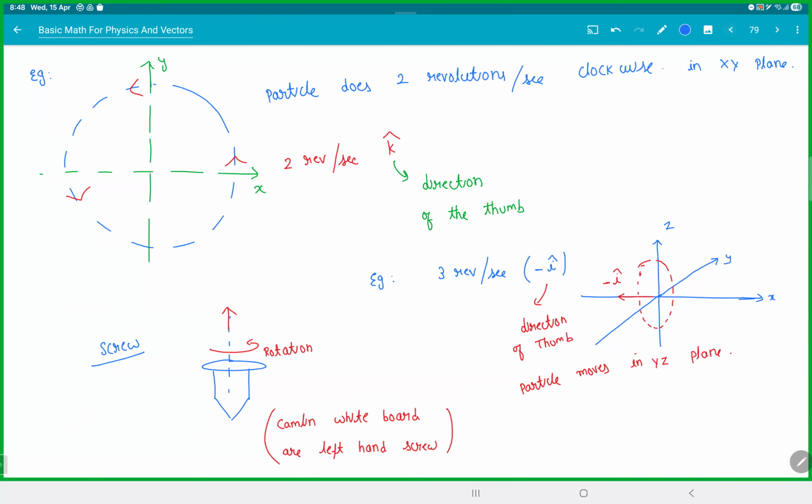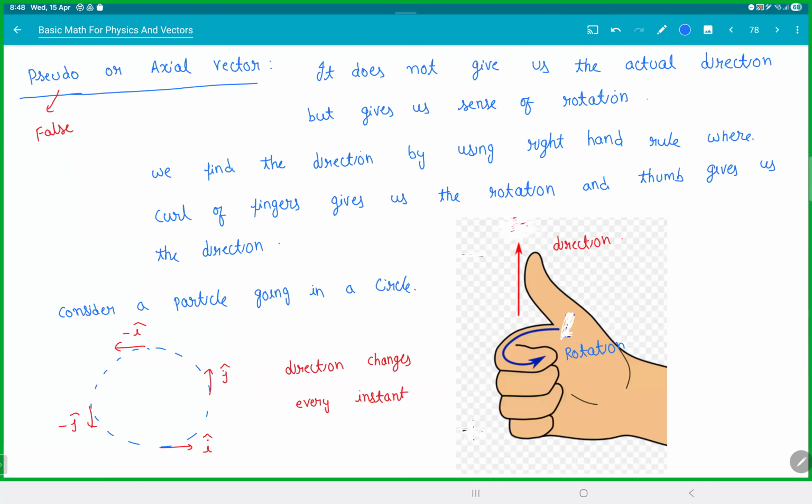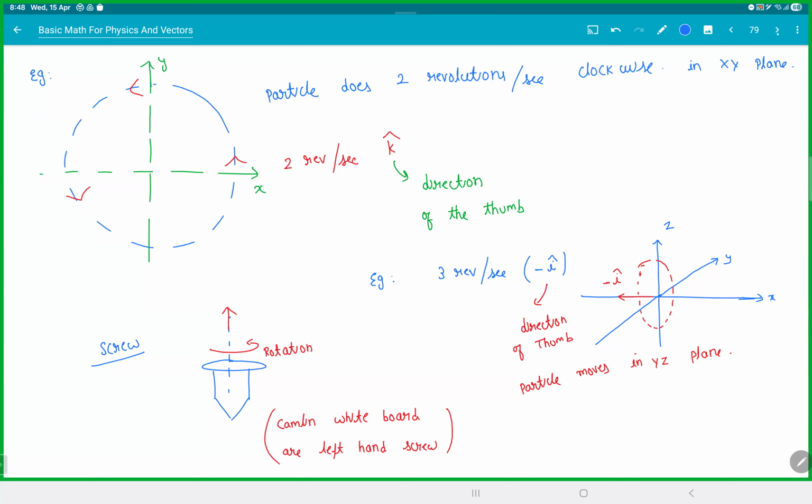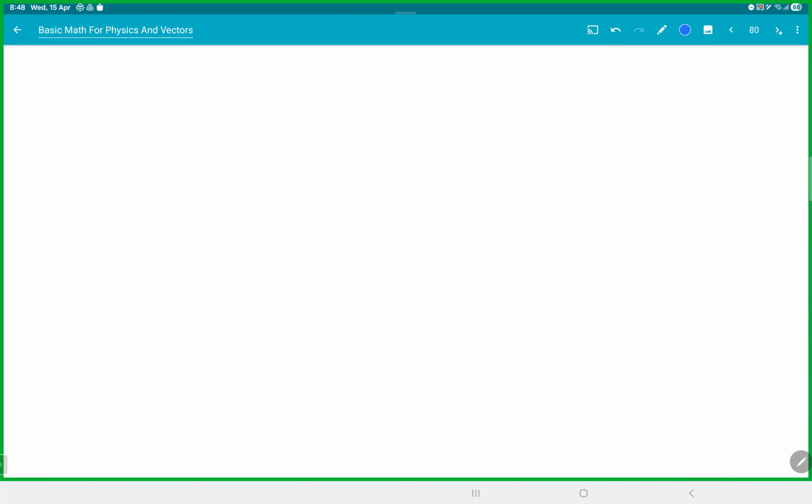Then addition and subtraction of vectors. Any doubt so far? All clear with this? Great. Again, don't worry about it. You'll get the PDF. So focus on listening, understanding, and getting whatever doubts you have cleared.